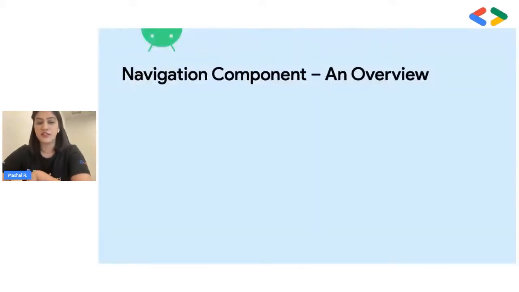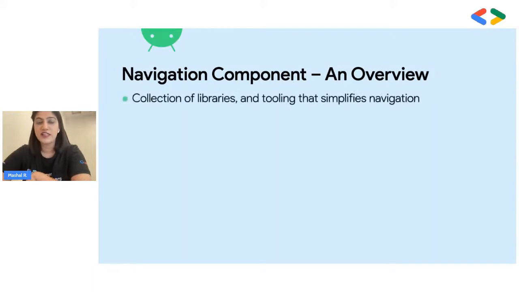So talking about navigation component, it's basically a collection of libraries, tooling, and plugin that simplifies Android navigation for us. It basically provides a map for all the navigation present in the app, highlighting the destination or the screens, as well as the actions that take us from one destination to another. It also handles backstack for us, which means when we move from one screen to another, we don't have to worry about the previous one. Nav component automatically handles that for us.